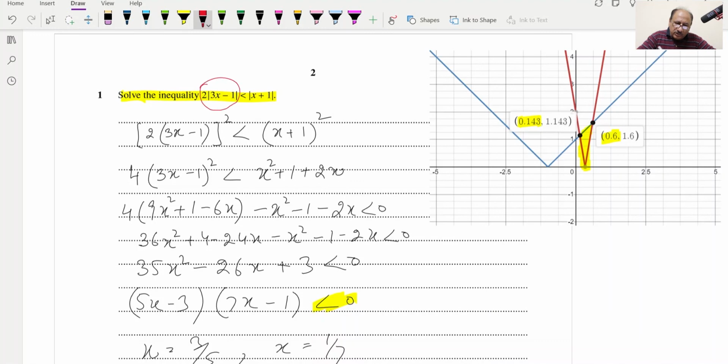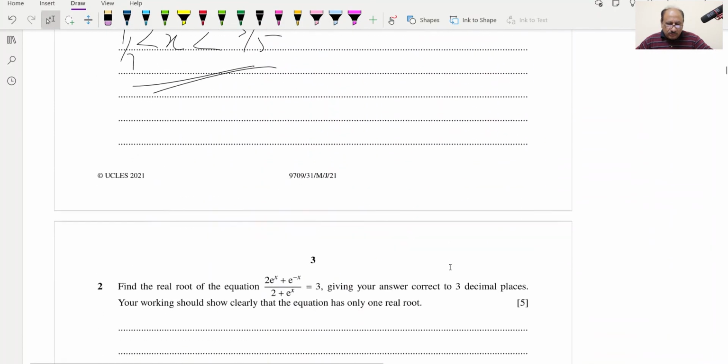This portion of the inequality should be less than this one. So this is the red graph, which we can mention over here, 2 mod of 3x minus 1 mod, and the other one is x plus 1 mod. We will be looking for the value which is lesser, so the lesser portion is this one. So this will be our answer. Hopefully you understood this. Now we can switch to question number 2.